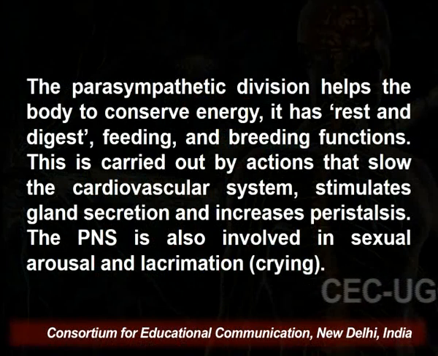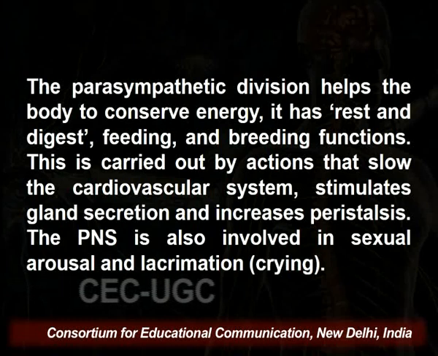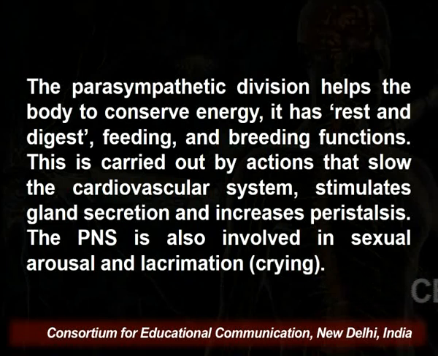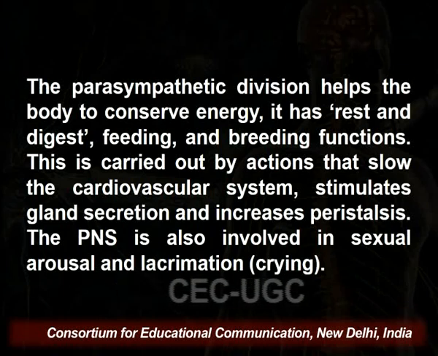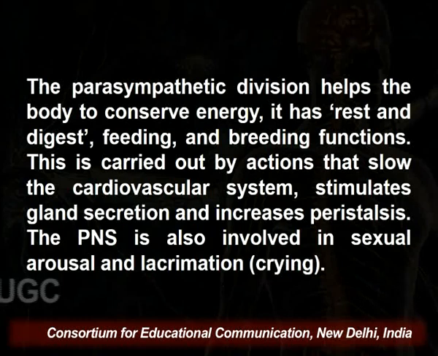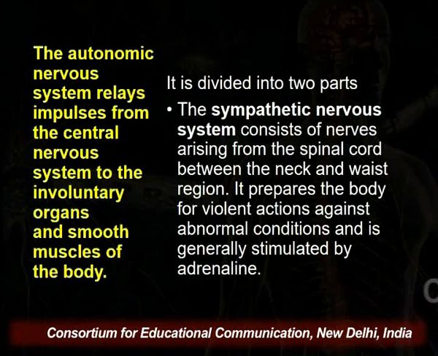It has rest and digest, feeding and breathing functions. It is carried out by actions that slow the cardiovascular system, stimulate gland secretion and increase peristalsis. The parasympathetic system is also involved in sexual arousal and lacrimation, that is crying. So the autonomic nervous system relays impulses from the central nervous system to the involuntary organs and the smooth muscles of the body. It is divided into two parts.